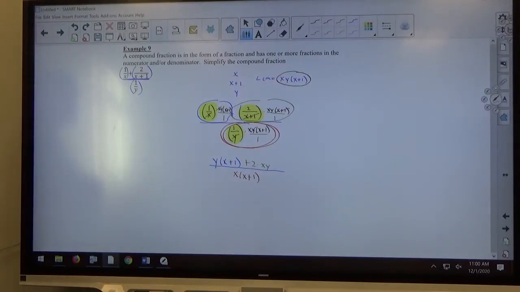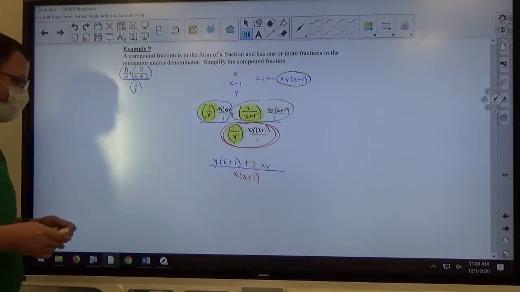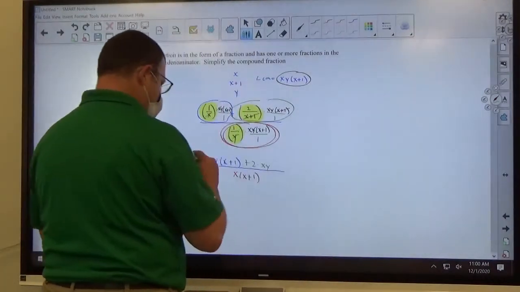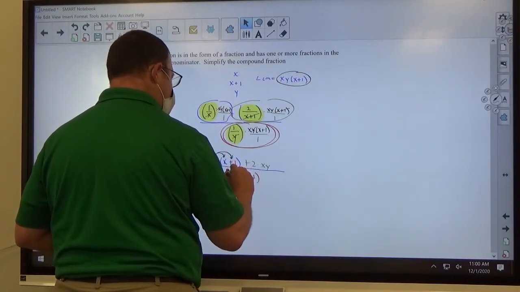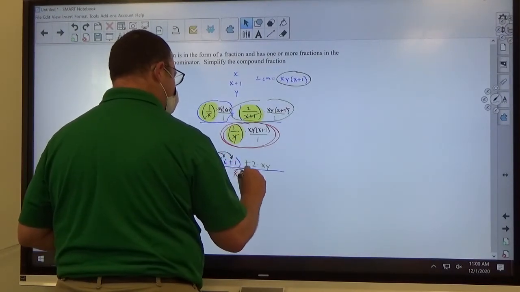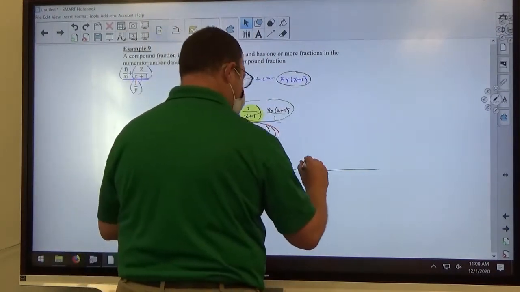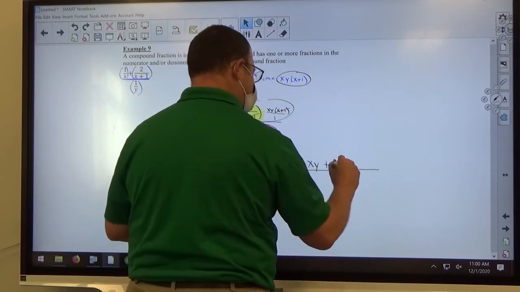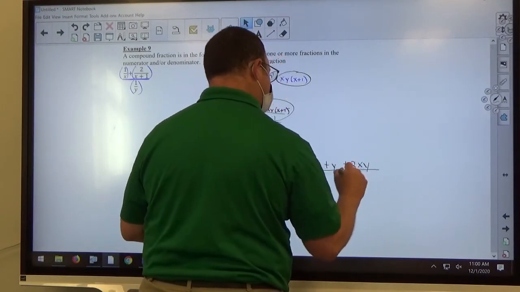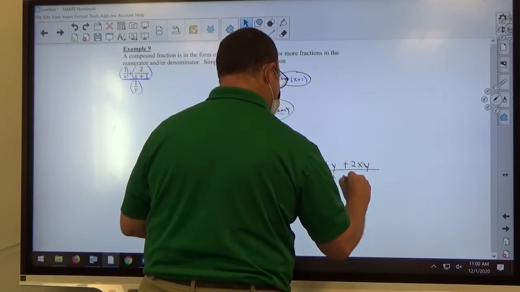And the final step of simplify is to distribute, get rid of those parentheses, combining the like terms that you see. So if I simplify the last step here, y times x, y times 1, x times x, x times 1, I'm going to end up with, on top, xy plus y plus 2xy. On the bottom, I'm going to get x squared plus x.